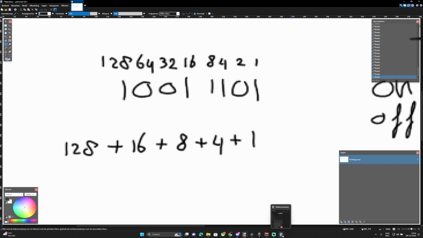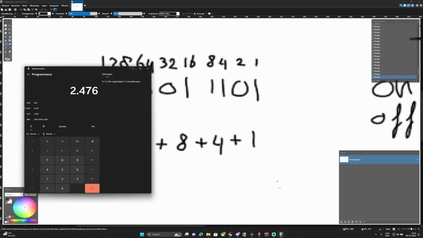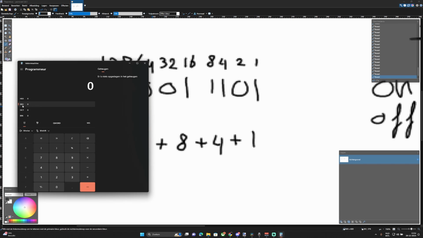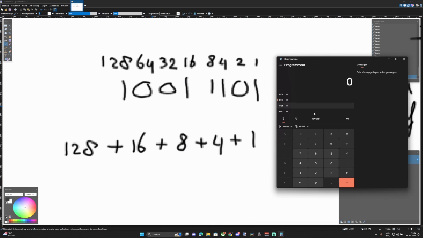And now it's just as simple as adding these numbers together. So let's clear that here, make sure we're in decimal. And then we do 128 plus 16 plus 8 plus 4 plus 1. We can see the sum here. We click on equals 157. Okay, and then we go to binary and we check, is this the same as what we have?